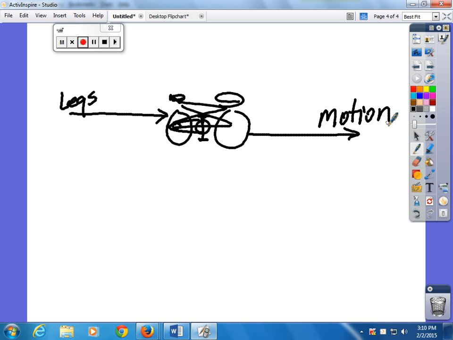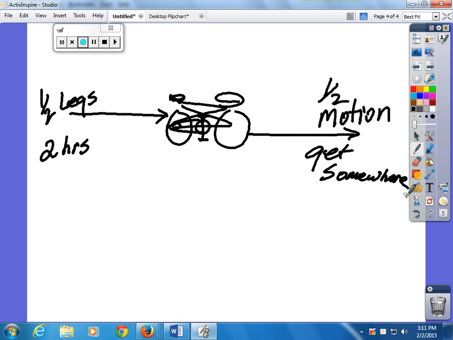Same thing with a hay bale. Now, let me ask you a question. What if you just are lazy and you just go half-assed? Well, if you put half legs into it, what you gonna get? Half motion. If you pedal as hard as you can for 2 hours, then you're gonna what? You're gonna get somewhere. If you sit on a bicycle, and let's say you had legs, and you put your foot on one pedal and your foot on the other, and you don't move, what's going to happen? You're going to fall down. No leg power.